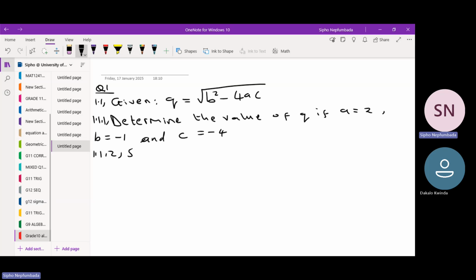1.1.2, they say state whether the Q is rational or irrational.